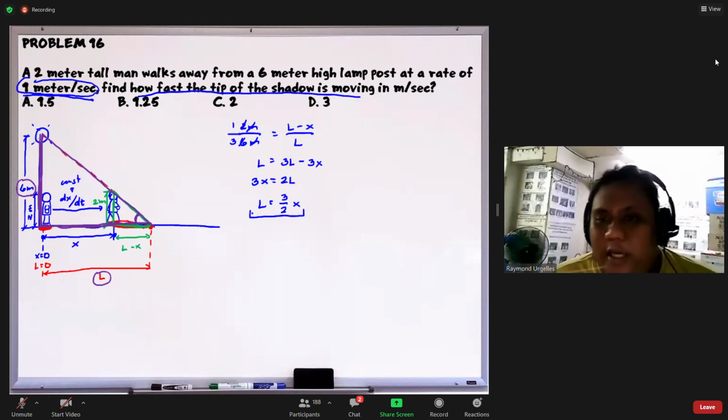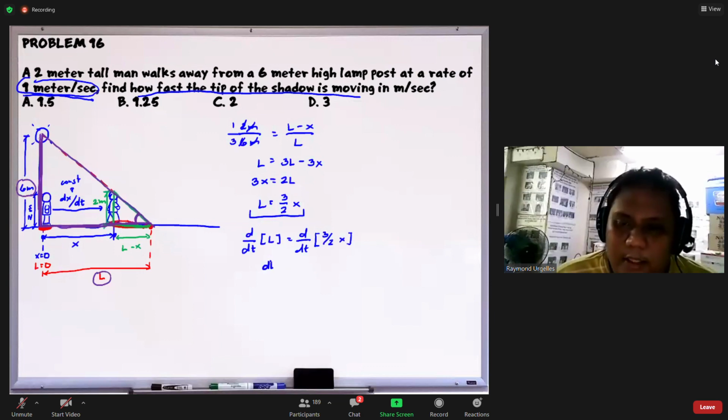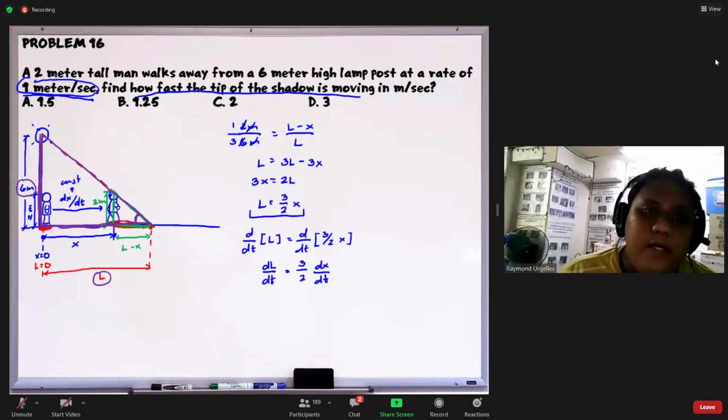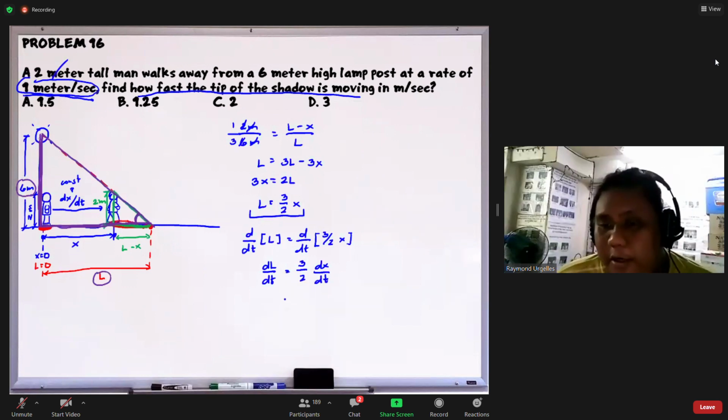Then our second step is we get the derivative with respect to time of the whole equation, so of L and of 3/2 x. Then you will get dL/dt, which is what is being asked in the problem, is simply equal to 3/2, which is constant, so we can factor that out, multiplied by dx/dt. We know dx/dt is 1 meter per second, so we substitute. Then you will get 1.5 meters per second.